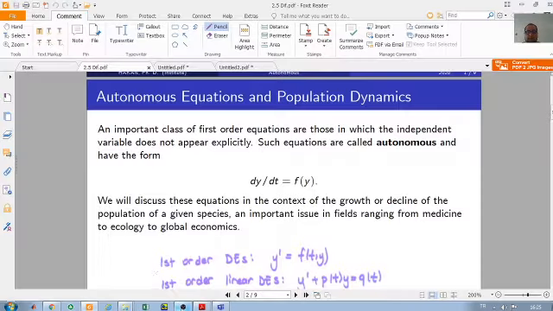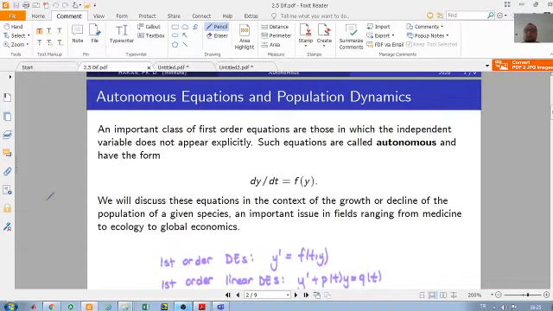Hello everyone, in this video we will cover section 2.5. In this section we will see autonomous equations and population dynamics. Autonomous equations are an important class of first order equations. In these equations the independent variable doesn't appear explicitly.